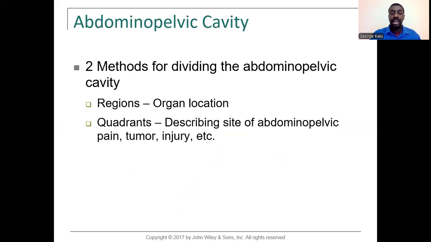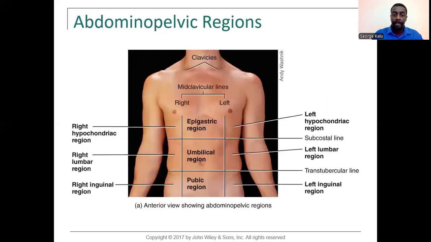So now we have the abdominal pelvic cavity. We have two methods of dividing up the abdominal pelvic cavity. The first one is regions, and that's going to be helpful for organ location. And then we have quadrants, and that's going to be used for helping to describe pain, tumors, injuries, things like that, more clinical things.